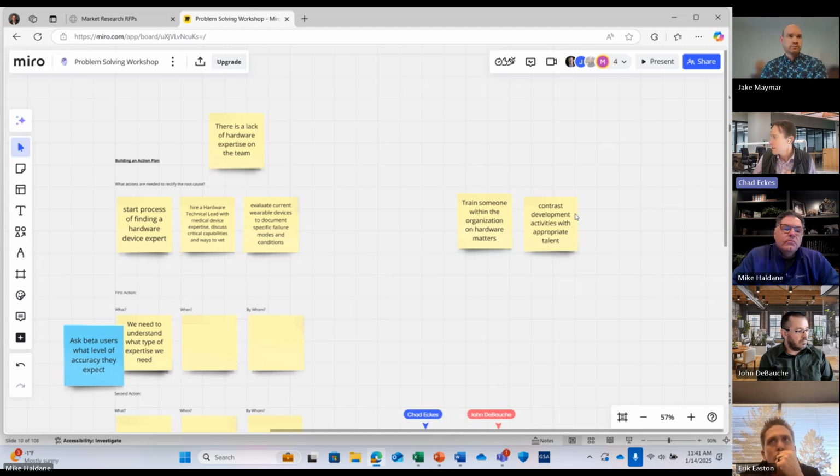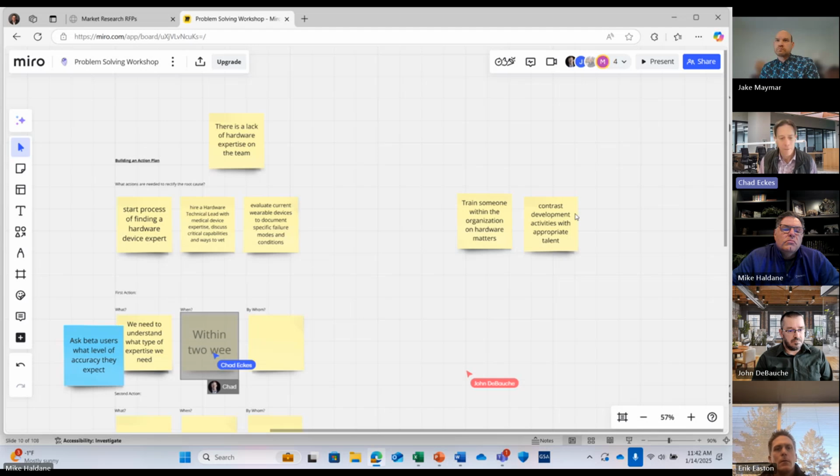So again, just for the interest of practice and possibly other questions that come up from us, let's say that this first action is a blend or kind of the same, need to understand what type of expertise we need. And really, even before that, or along with that, we're going to ask our beta users what level of accuracy they expect. So what you would do next is you would say, when do we want to get this done by? Well, we could say within 2 weeks or something. It depends on how much time everybody has and who's going to do it.